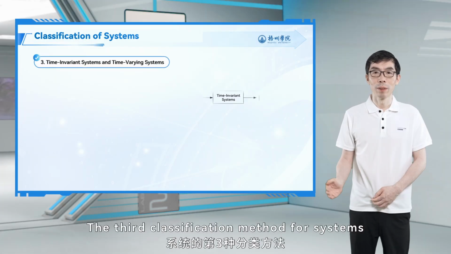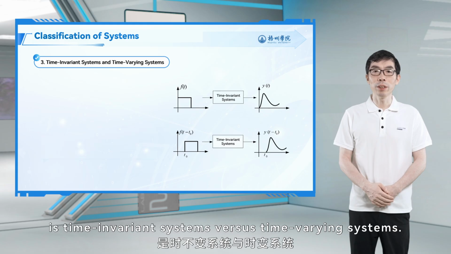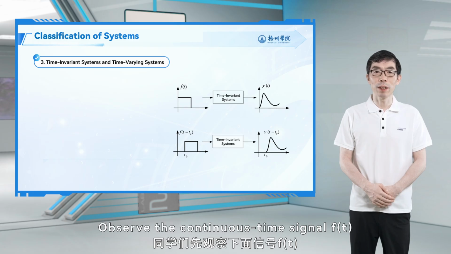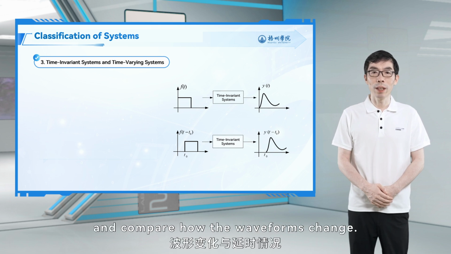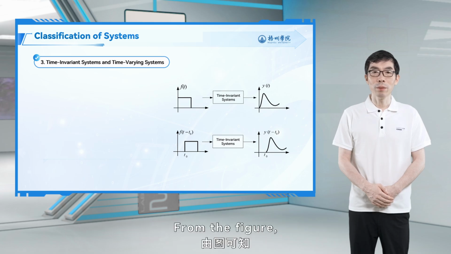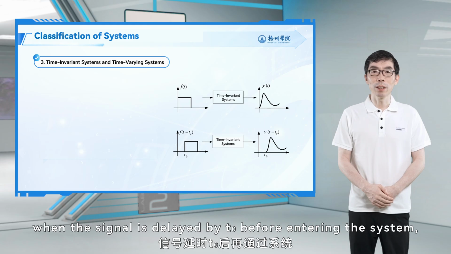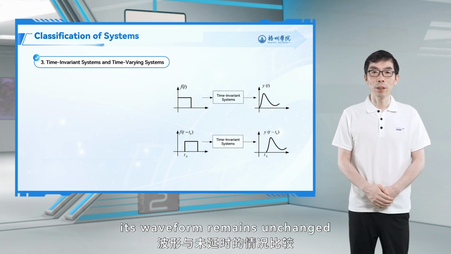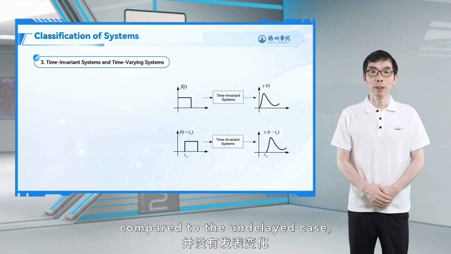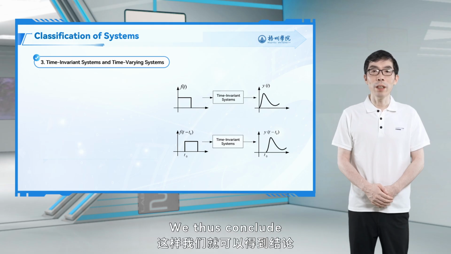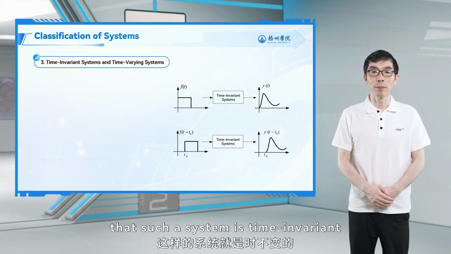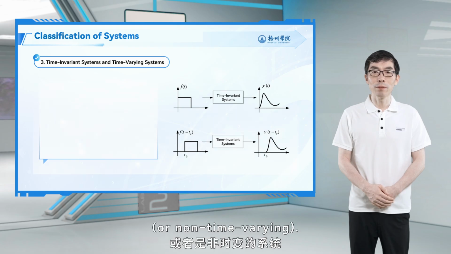The third classification method for systems is time-invariant systems versus time-varying systems. Observe the continuous time signal f of t and its delayed version f of t minus t0 passing through the same system, and compare how the waveforms change. From a figure, when a signal is delayed by t0 before entering the system, its waveform remains unchanged compared to the undelayed case, and the input delay equals the output delay. We thus conclude that such a system is time-invariant, or non-time-varying.